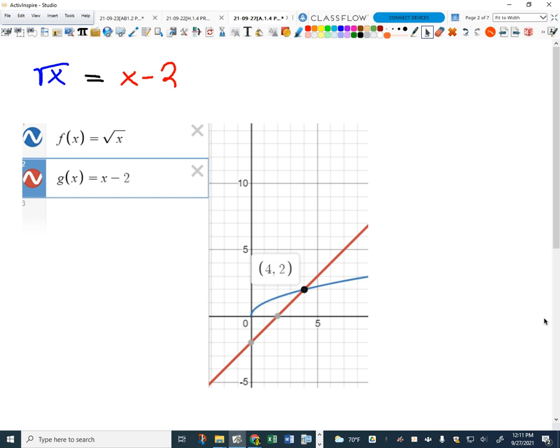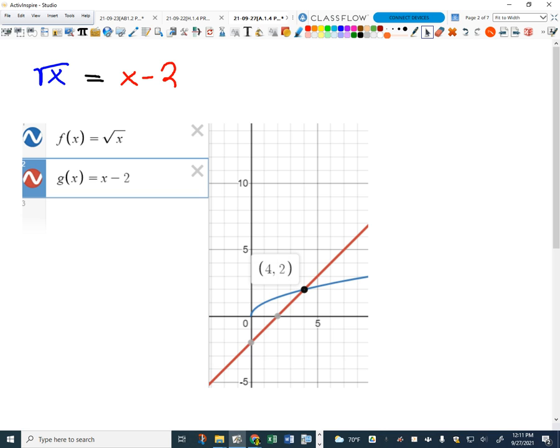So there's the picture that goes with solving that equation. The equation is asking me for the value of x that's going to make this equation true. What does that ordered pair tell me? What do the 4 and the 2 represent? X and y, right? Those are just the coordinates of the point where the graphs intersect.